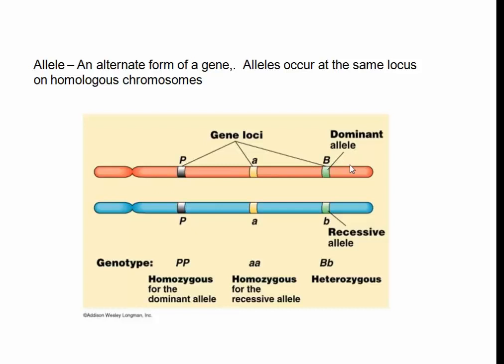All right, then on this last one, this organism has got the dominant allele from mom and the recessive from dad. So their genotype for that trait is capital B, little b. Hetero, which means different, so it's heterozygous.